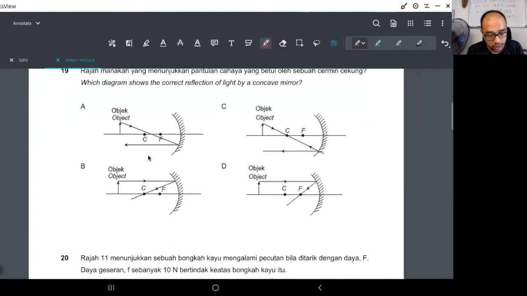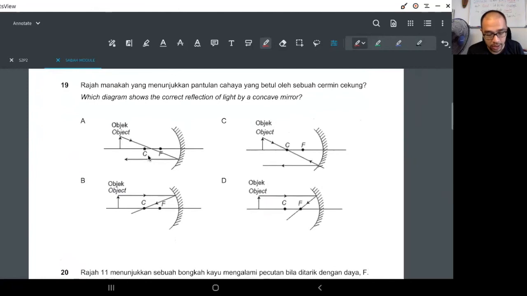Which diagram shows the correct reflection of light by a concave mirror? Okay, so you need to take a look at this. The two light rays come from any object. If you remember in the question just now, the two light rays must be parallel and then reflect to the focal point. So we're talking about this one, parallel reflects to the focal point. So this is correct.